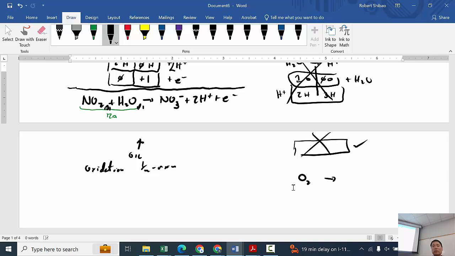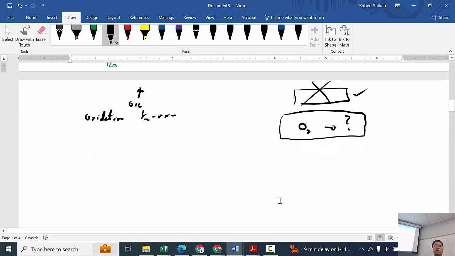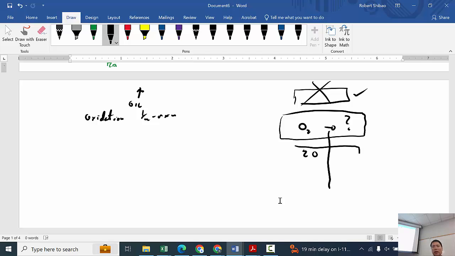And so we'll go, O2 goes to question mark. I don't know what the product is. We'll try this. Maybe oxygen plays the crucial role here as the oxidizer. And so we have 2 oxygens here, we have 0 oxygens here. And so we'll add 2 waters. And then we'll have 0 hydrogens over here and 4 hydrogens here, so we need plus 4H plus.